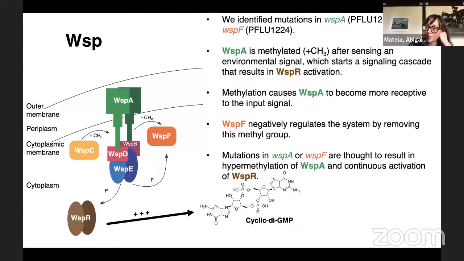So how the mutations we saw are affecting the typical regulation of this pathway is that we saw mutations in either WISP-A or WISP-F, and we think they're causing WISP-A to be essentially hypermethylated. So it's continuously on and continuously activating WISP-R, increasing cyclic di-GMP production and increasing biofilm formation. Do you guys have any questions on that?